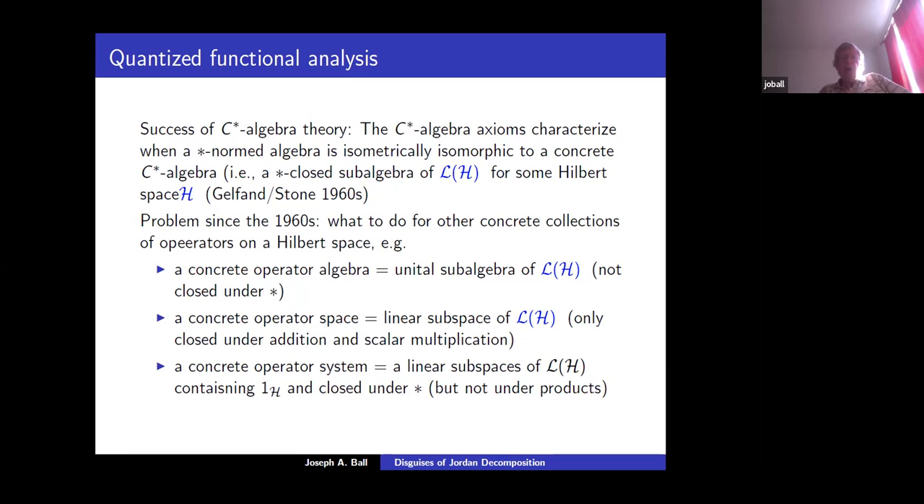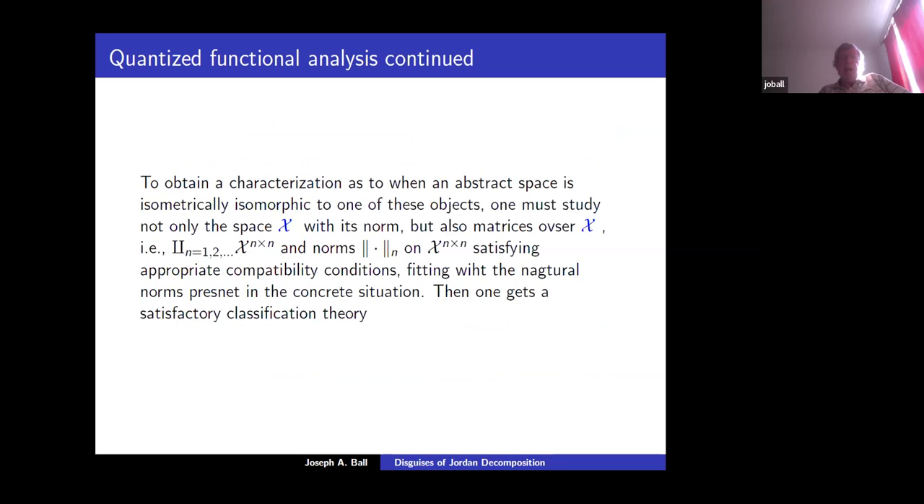Then the question was how to get an abstract set of axioms to put on a space. The linear space has to have a norm, and it has a product, or it has a star. Here you don't. A concrete operator space is just a norm. It's a Banach space. Classify abstractly. These are all Banach spaces. Which Banach spaces are actually secretly concrete versions of these objects?